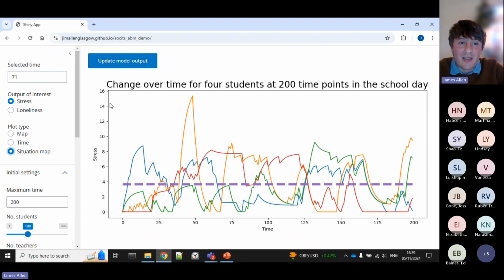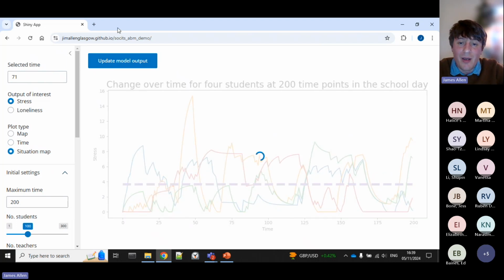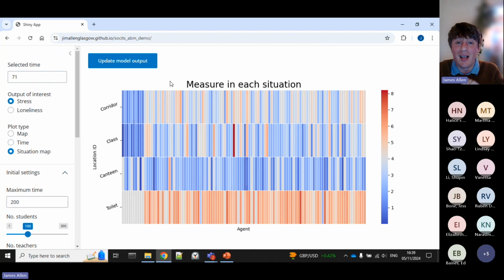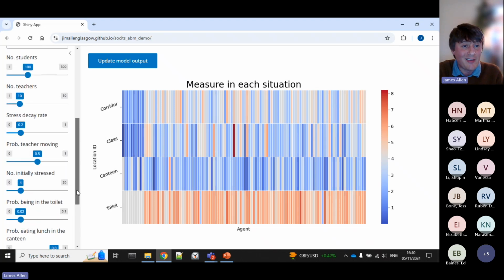We can also look at where our agents are stressed, and we can update this a little bit. This will say there are 4 situations: corridors, classrooms, the canteen, and the toilet. For each agent, we get a color, which tells us how stressed individuals are, and this can begin to look at the heterogeneity of those. And there are all the settings down here.